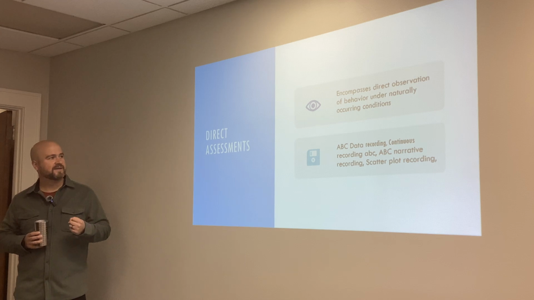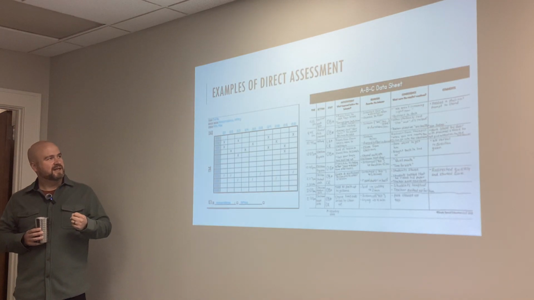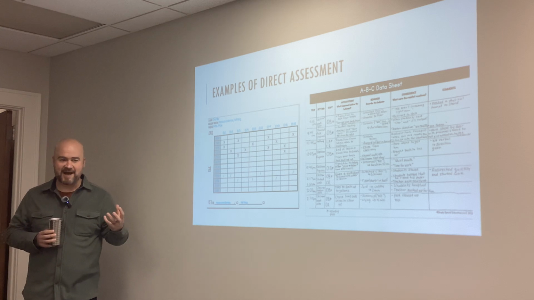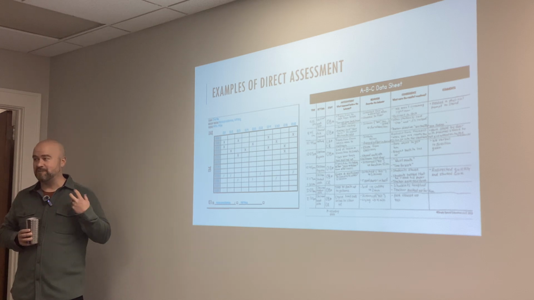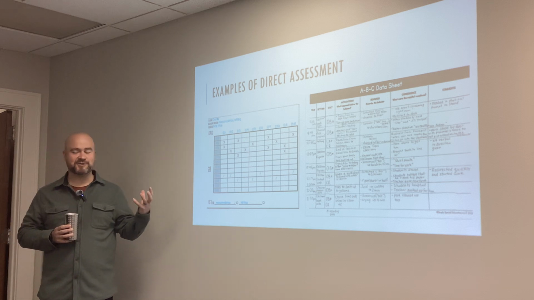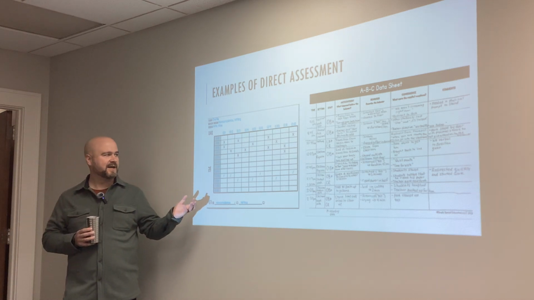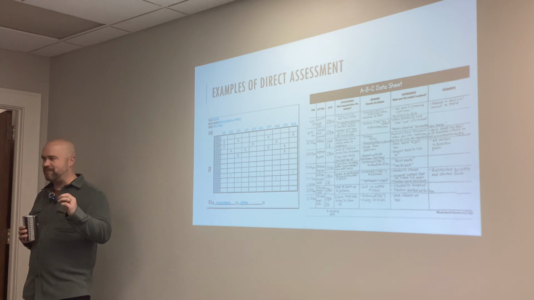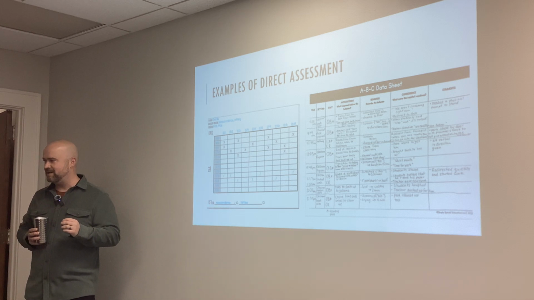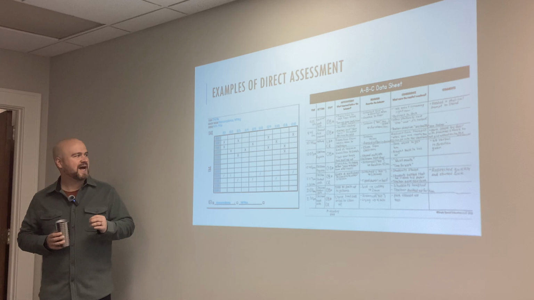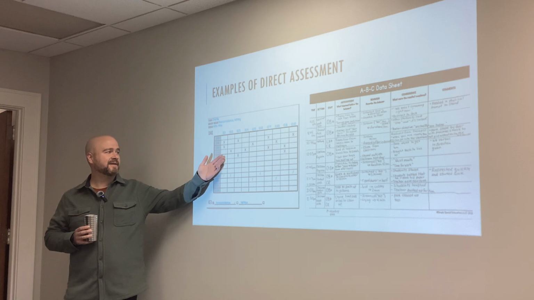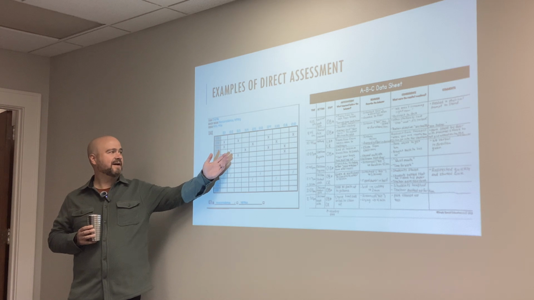Let's continue. So these are two direct assessments, and these are for when I'm out there. I'm collecting this information for myself to evaluate. These are direct assessments. So here we have a scatter plot, and the scatter plot just tells me when problem behaviors are happening. So I have behaviors happening at 9, 9:30, 10 here on this day, 9 and 10:30.